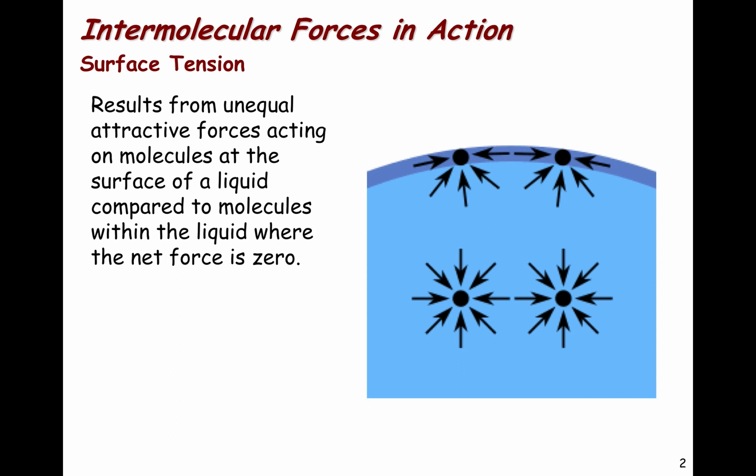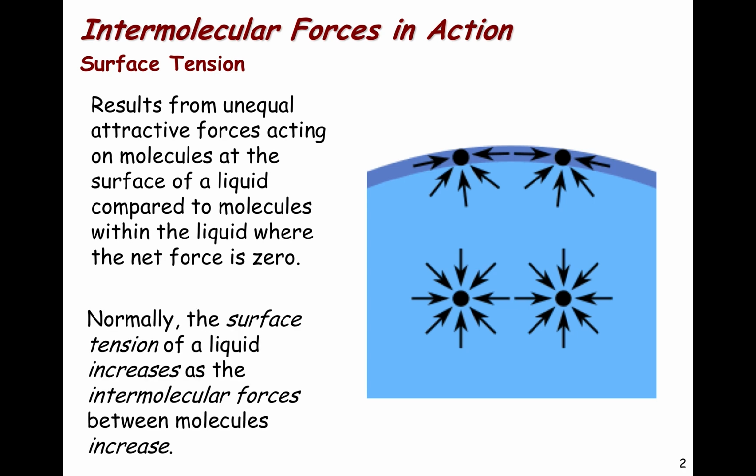But if we go and look at the same types of interactions for a molecule at the surface of the liquid, assuming that the material above the liquid has very different intermolecular forces than the liquid itself, you see that the net force is no longer zero because of the lack of intermolecular forces acting in the vertical direction. So, it turns out that the greater the intermolecular forces, the more likely it is that the surface tension will increase.